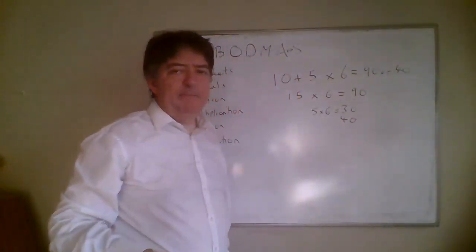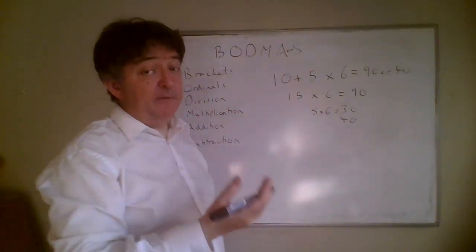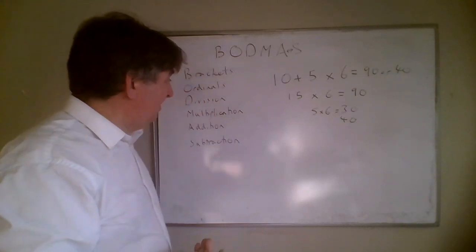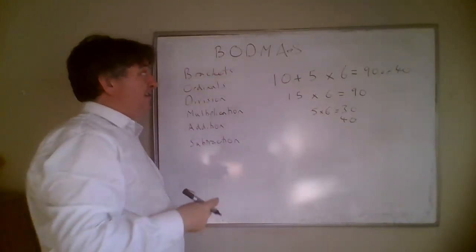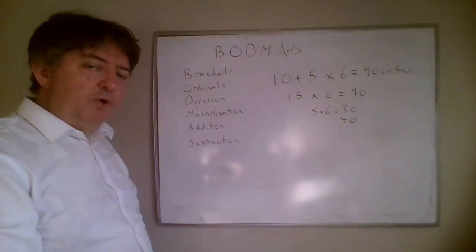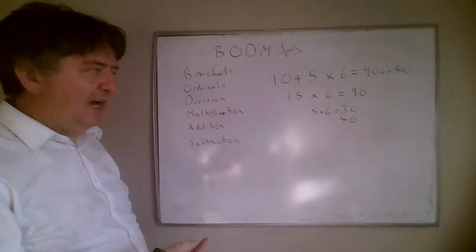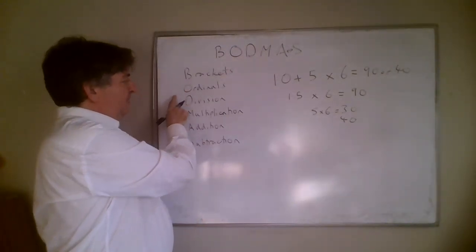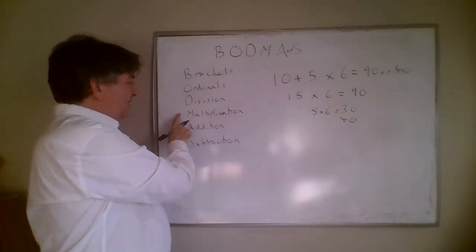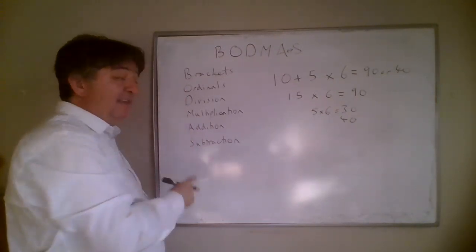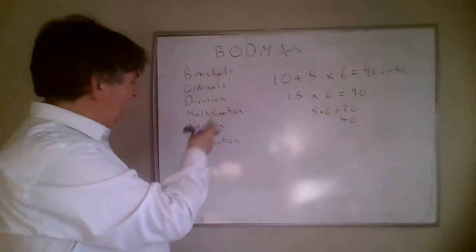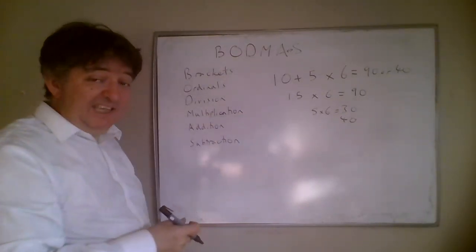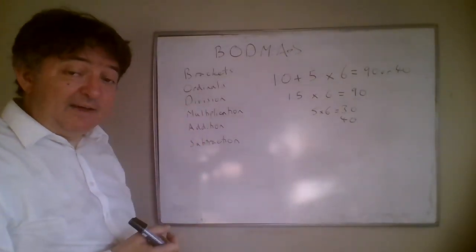And it's really important that we can do this. It's a fundamental requirement. And the way that we do this is we use an acronym, BODMAS, which tells us the order in which we do the calculation. We start off by doing the brackets, then the ordinals, then the division, then the multiplication, then the addition, then the subtraction. So in this case, obviously, we do the multiplication before we do the addition. So we'll see in a second how that works.